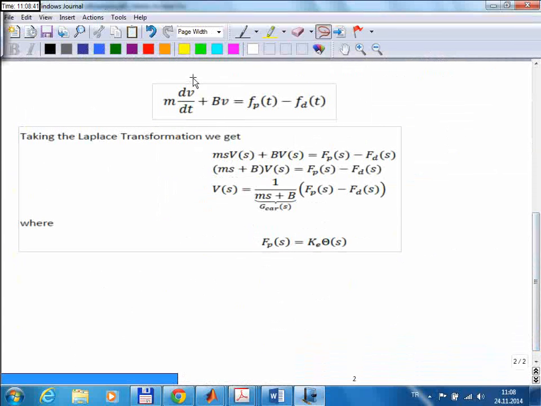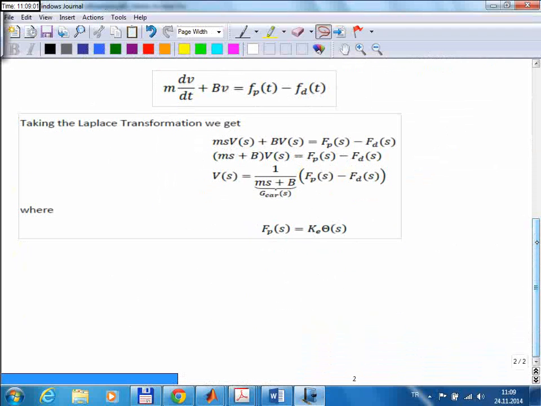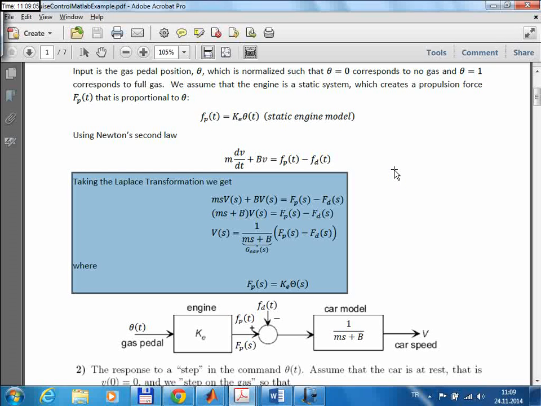Okay, just the Laplace transformation of this equation is taken, and then this is the output. So these are the input forces. This is the control input force. This is the disturbance input force. Where the propulsive force is given by this engine model. So at this point I can draw the block diagram immediately, which is what is done next.